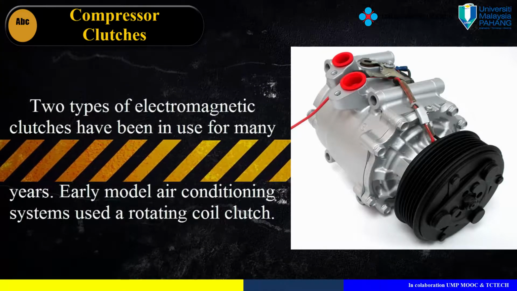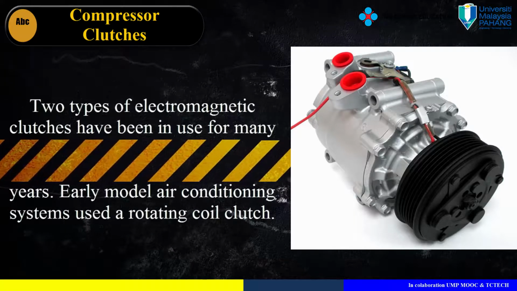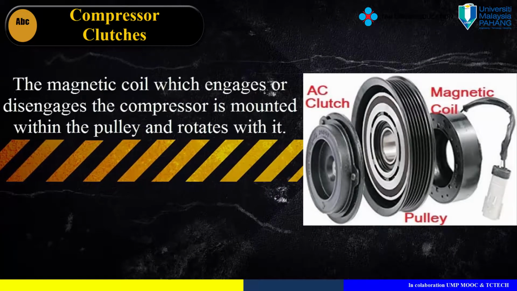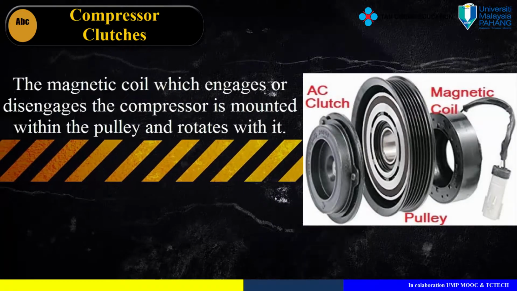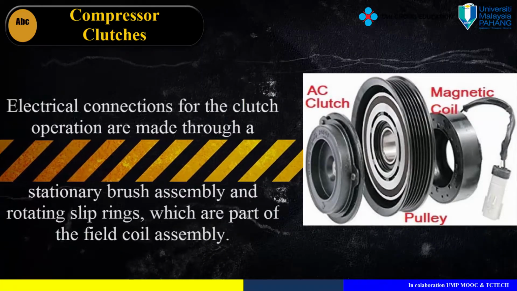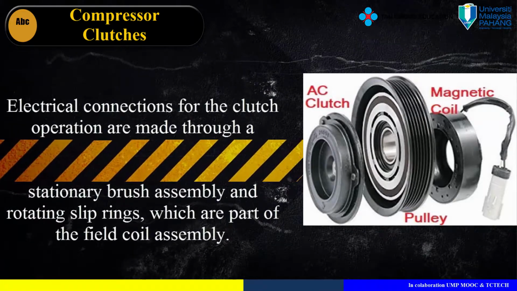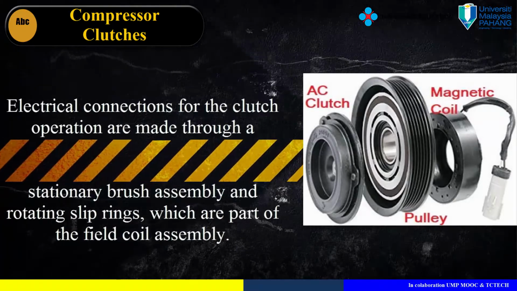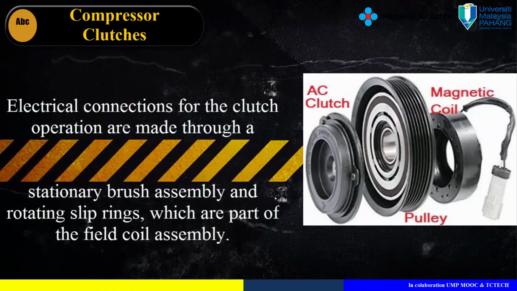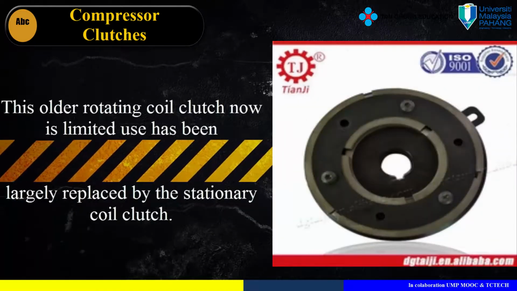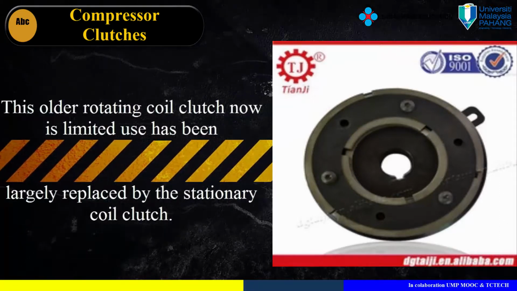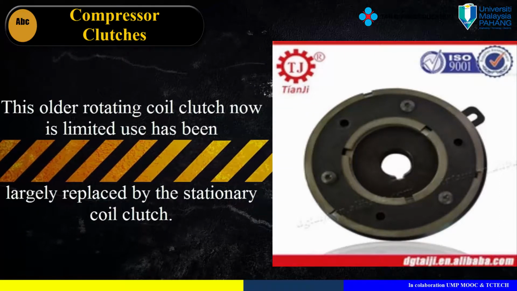Early model air conditioning systems used a rotating coil clutch. The magnetic coil, which engages or disengages the compressor, is mounted within the pulley and rotates with it. Electrical connections for the clutch operation are made through a stationary brush assembly and rotating slip rings, which are part of the field coil assembly. This older rotating coil clutch, now of limited use, has been largely replaced by the stationary coil clutch.